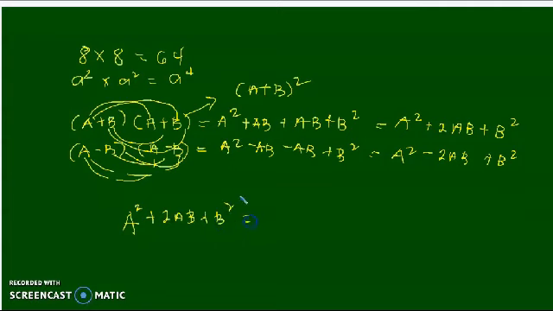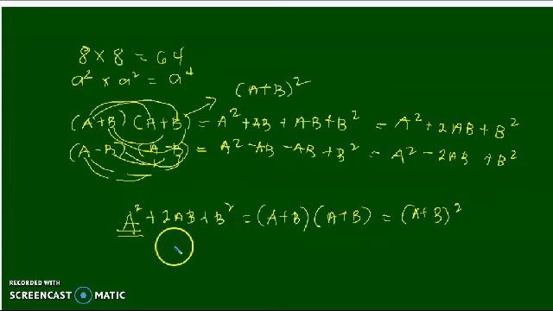Okay, so to get the factors, first get the square root of the first term. So the square root of a squared is a, and then get the square root of the third term. So the square root of b squared is b, and then follow the sign of the middle term. So plus: a plus b, and then a plus b, or apply the product rule. So a plus b times a plus b is a plus b raised to the second power.